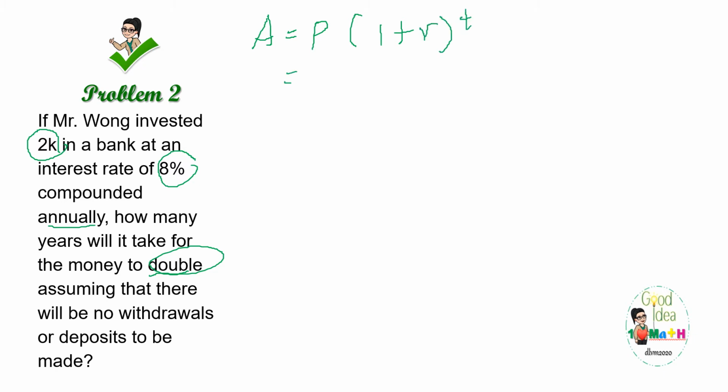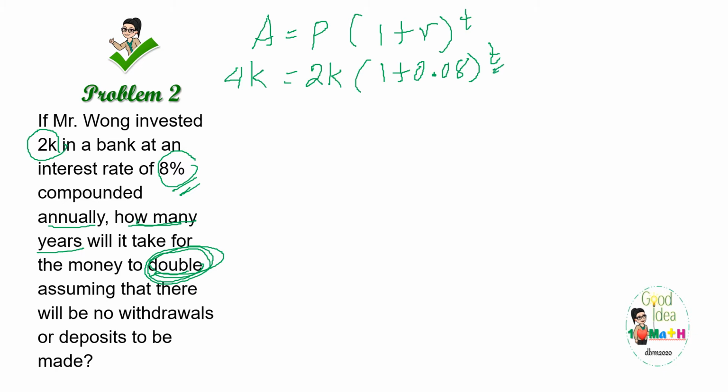Let us replace P with 2,000, or 2K, the initial amount that Mr. Wong invested, times 1 plus the given rate, 8%, so that's 0.08. Then raised to t, it's missing because the question here is how many years. What about A? A here is how many years will it take for the money to double? So to double, meaning to say 2K should be doubled after how many years? So we have to write here 4K. So the missing again is time.